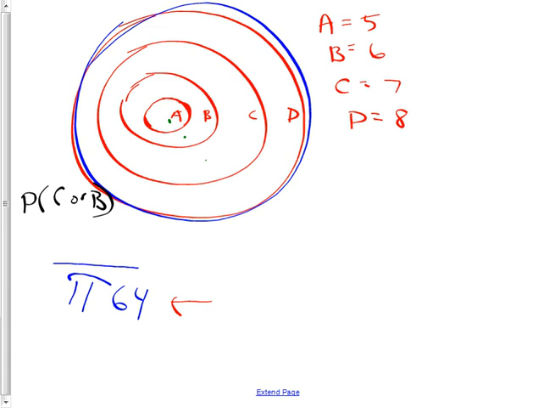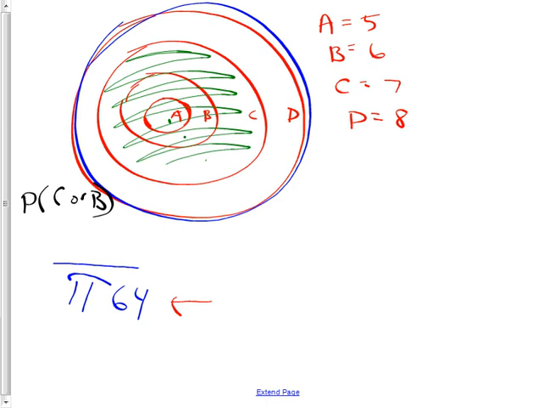Remember, "or" is a big answer. So it's all that put together. It's just what? Just C. If you could win hitting any of those, then this is the area we're talking about.